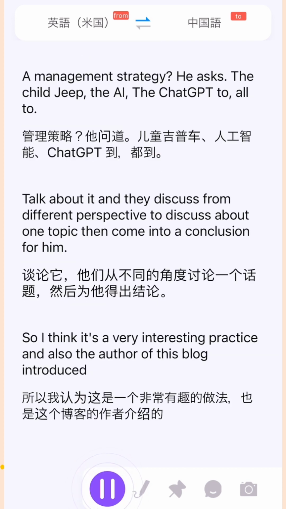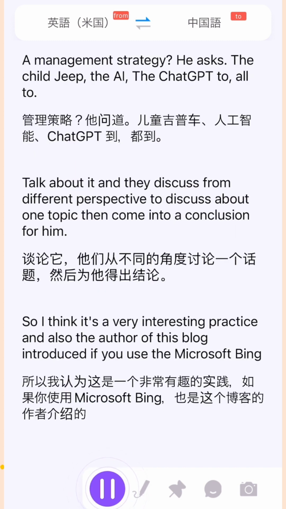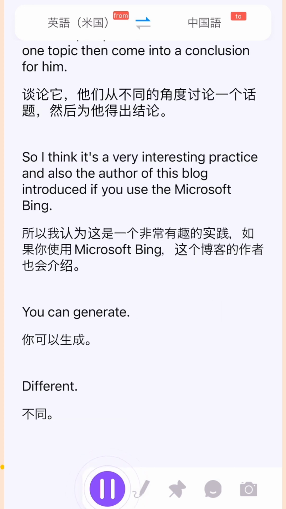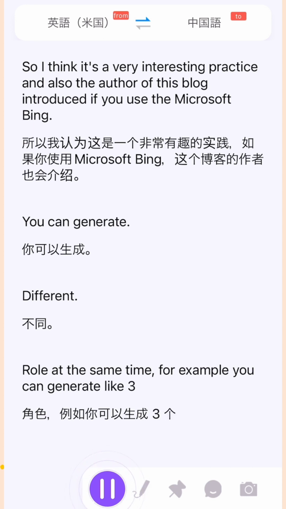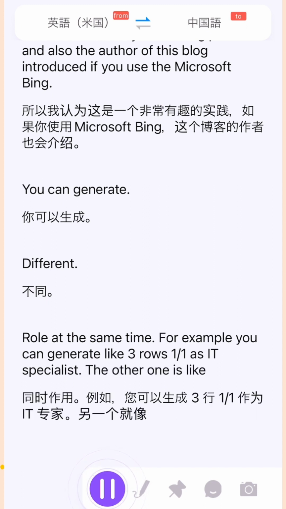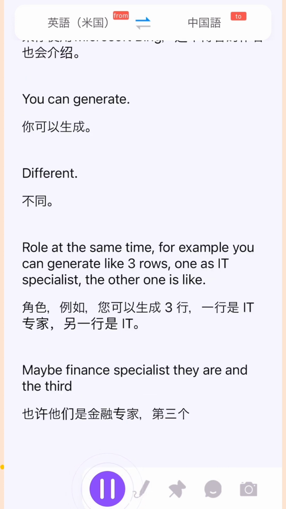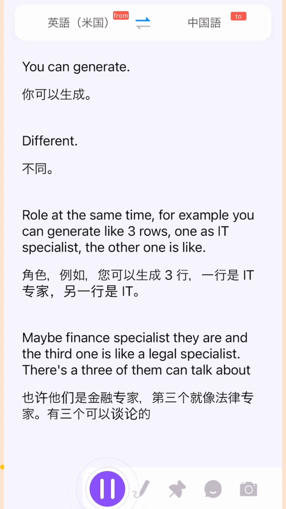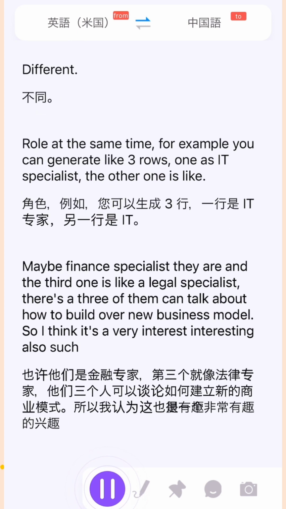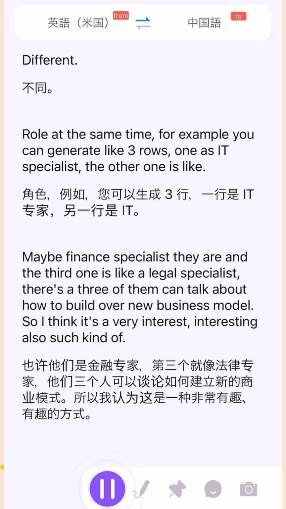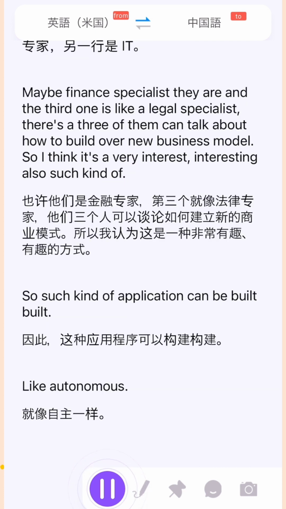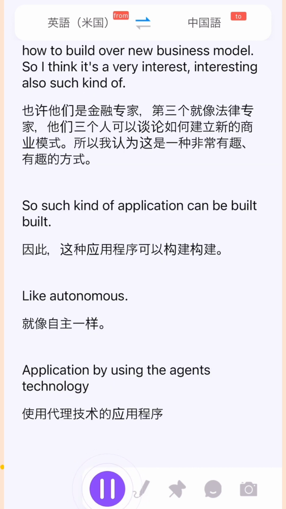And also the author of this blog introduced that if you use Microsoft Bing, you can generate different roles at the same time. For example, you can generate 3 roles: one as an IT specialist, the other maybe a finance specialist, and the third a legal specialist. So the 3 of them can talk about how to build our new business model. I think it's very interesting. Also, such kind of application can be built as an autonomous application by using agent technology.